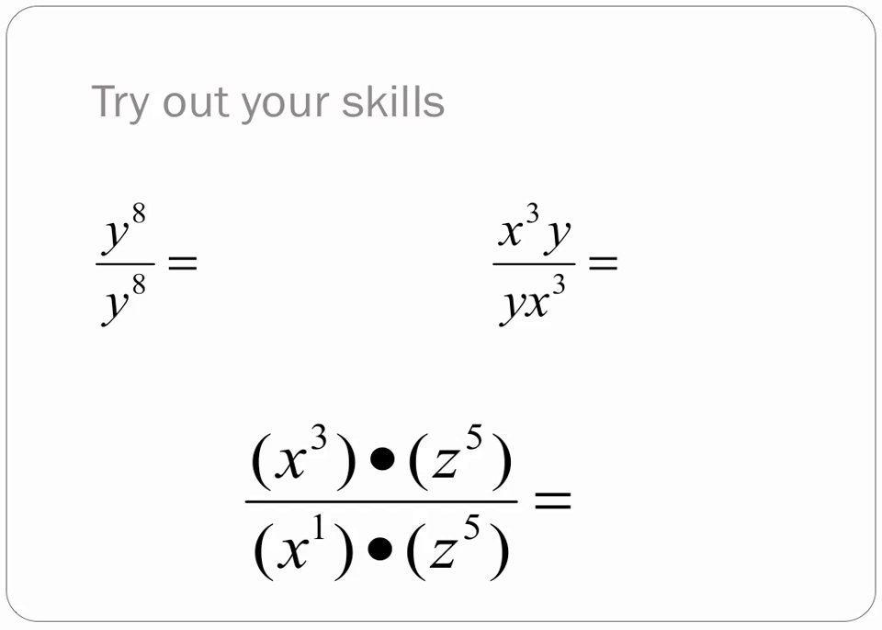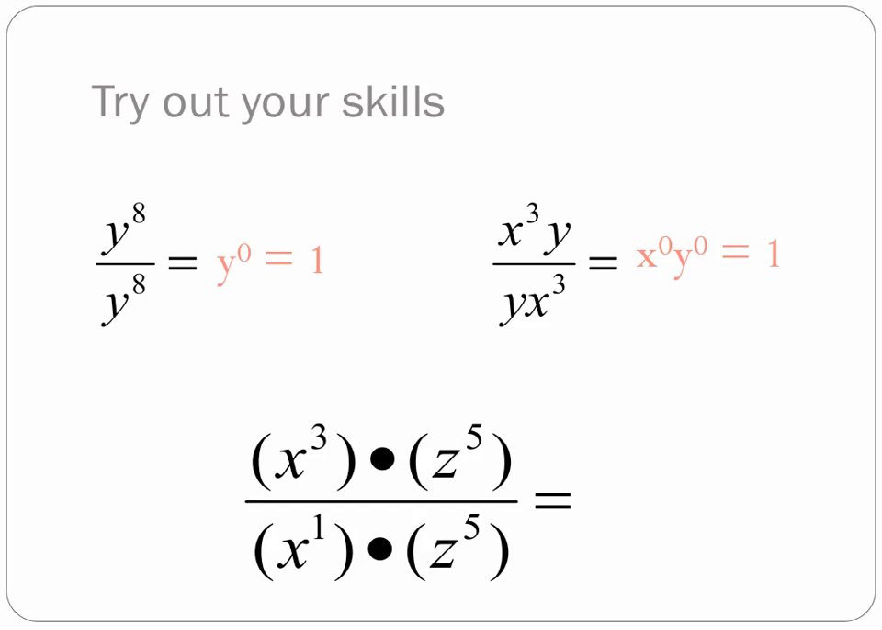All right, so let's try out your skills here. y to the 8th over y to the 8th is... Oh, hopefully you got it. y to the 0, which equals 1. Try the next one. x to the 3rd times y over y times x to the 3rd. Time's up. There it is. x to the 0 times y to the 0 equals 1.